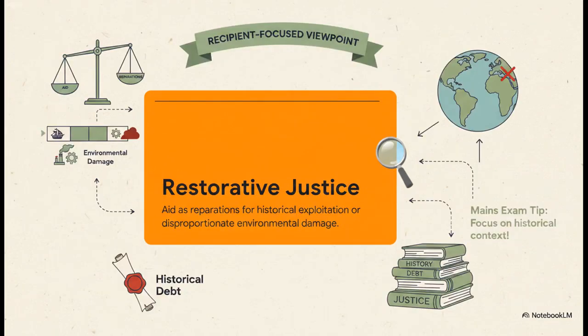Okay, let me jump in right here because the recipient-focused viewpoint completely flips that script. Enter restorative justice. Instead of viewing aid as some generous act of charity, restorative justice argues that aid is, in reality, a form of reparations. In plain terms, it's about paying back a historical debt for past exploitation, like colonialism, or compensating for the massive environmental damage disproportionately caused by the developed world. From this viewpoint, aid isn't a gift at all. It's righting a historical wrong.